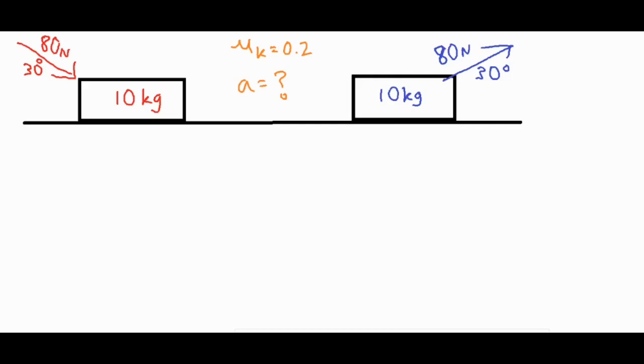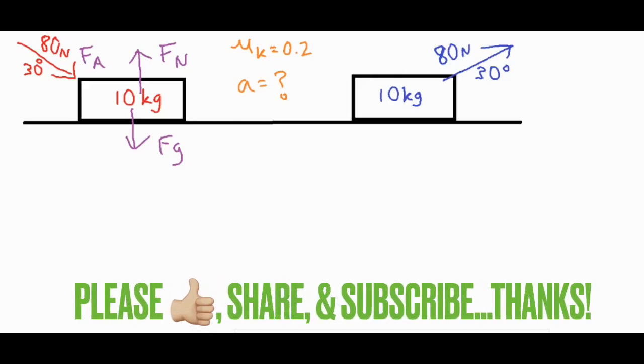So let's go ahead and take a look at our first object over here. We have a bunch of different forces acting on it. So we're going to start off with drawing our force diagram on here first. We have Fg, force of gravity pulling it straight down. We have the normal force pushing up perpendicular from the surface. And then we have this force over here, which we'll call Fa, an applied force on the mass.